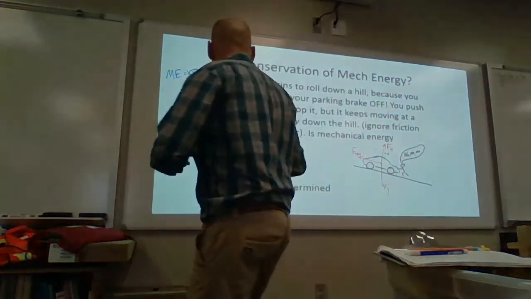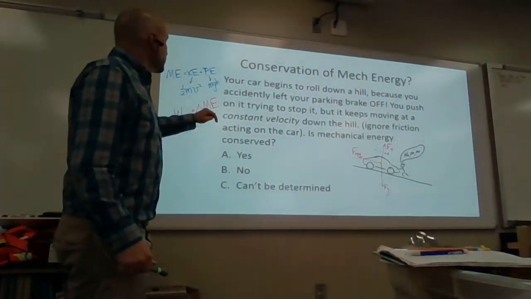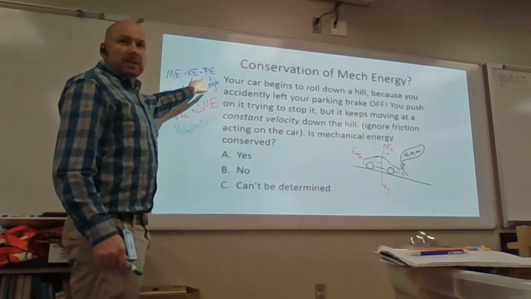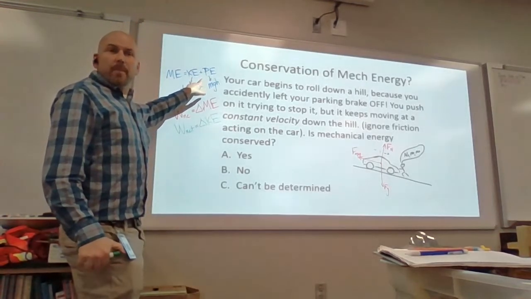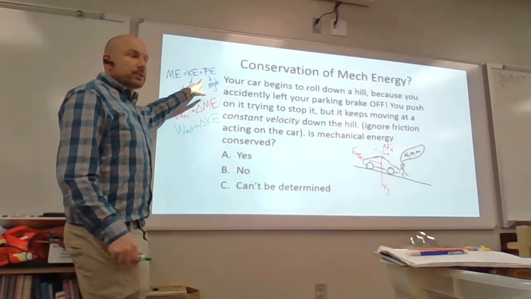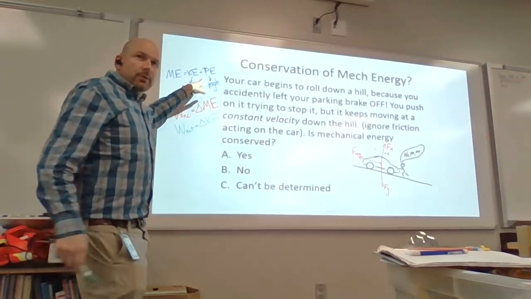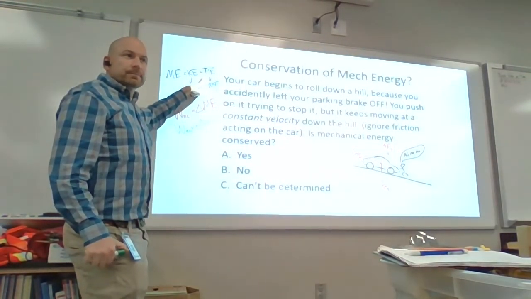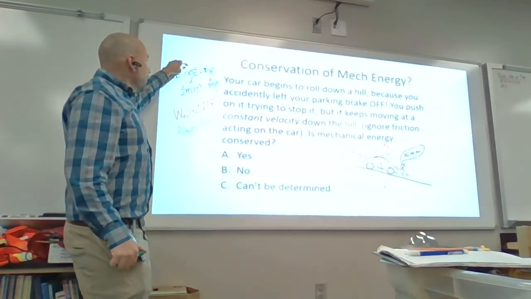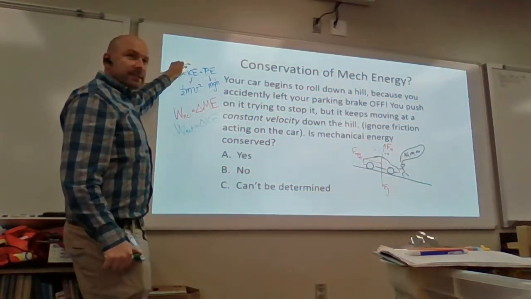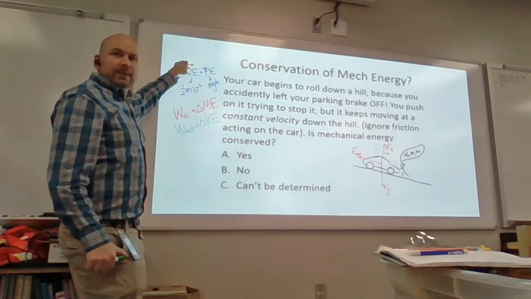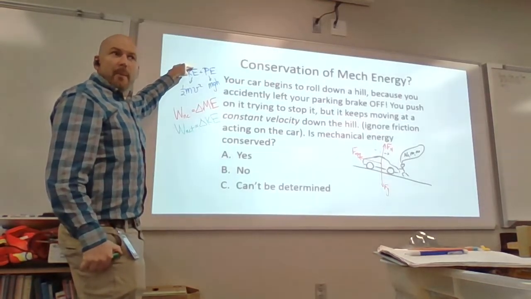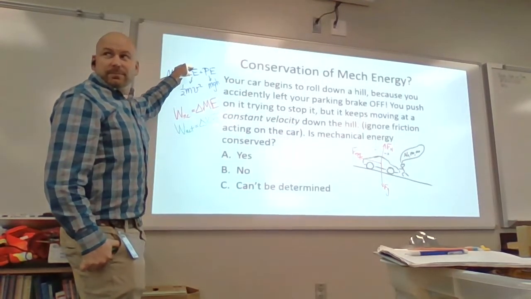Okay. So in this scenario, what's happening in potential energy? Is it increasing or decreasing as the car rolls down the hill? Decreasing. As the car rolls down the hill at a constant velocity, what happens to kinetic energy? Stays the same.